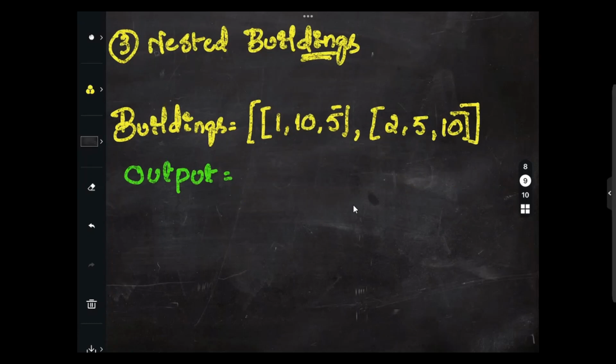Next, let's go with the third edge case, nothing but nested buildings. Nested buildings means we will be having a nested structure, right? So please do draw the diagram and check if you want to check for the edge cases. This is for the nested buildings.